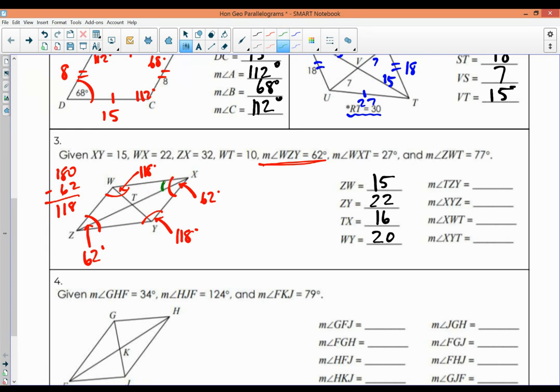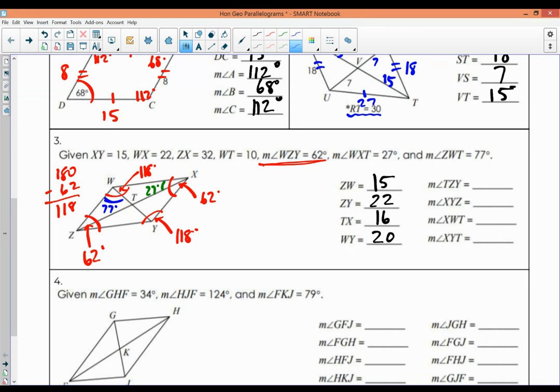The measure of angle WXT, WXT is 27. So that's this part. It's 27 degrees. And the measure of angle ZWT, this part right here, is 77 degrees. All right, so now we got to figure all this out.